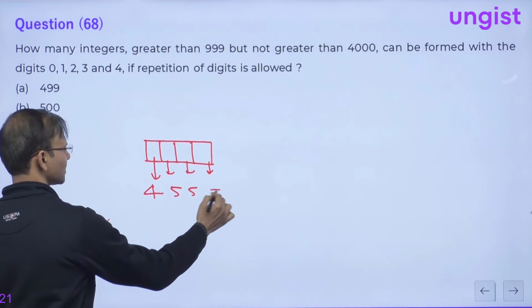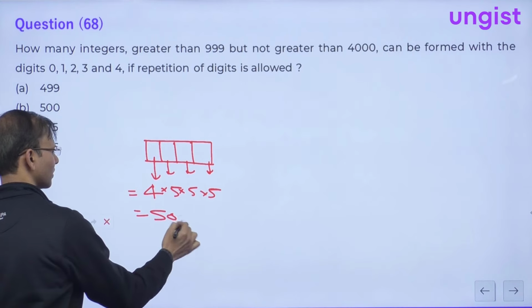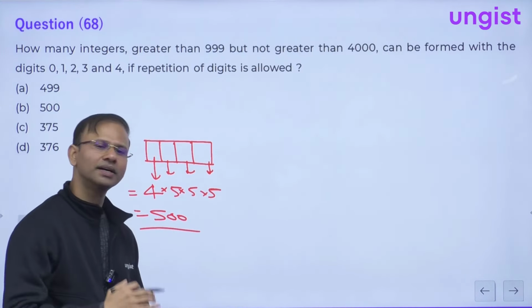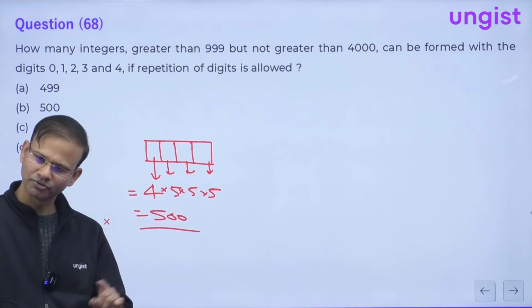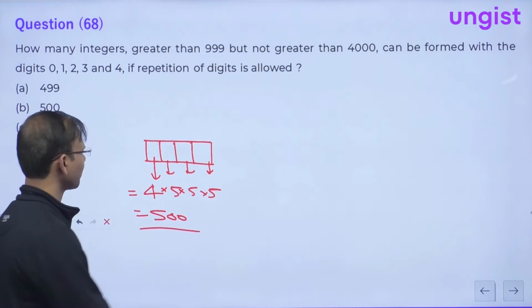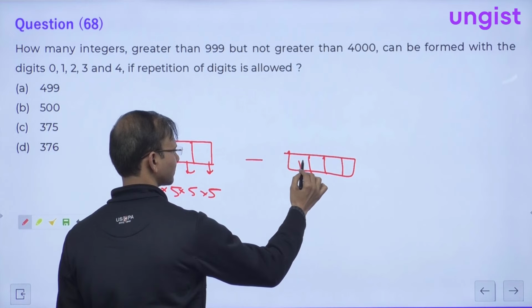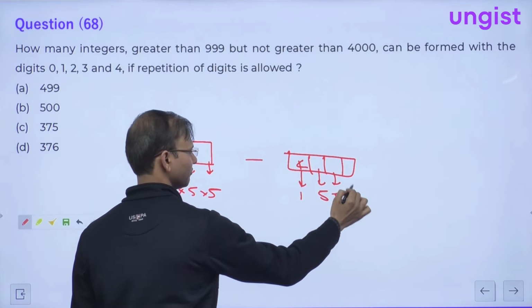So this is 500, guys. 125 into 4, this is 500, yes or no? Now, the numbers which are greater than 4000, obviously they will start with 4, right? So this is 1 and then 5, then 5, then 5.